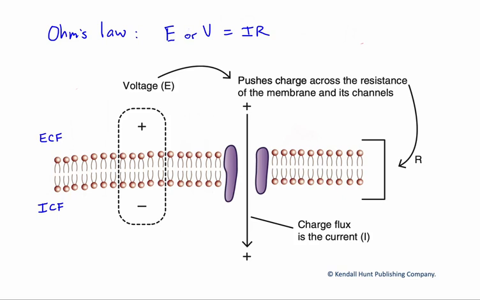Here we're going to use Ohm's law to help us understand the relationships between voltage, current, and resistance across a cell membrane. And so first let's come to the figure here and look at some of the components. First we have our lipid bilayer here, and we also have an embedded ion channel here. And that's going to affect the ability of charge to pass across this membrane.